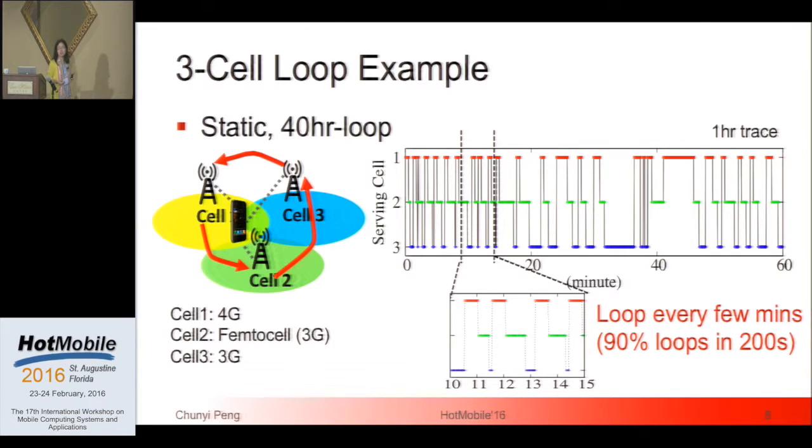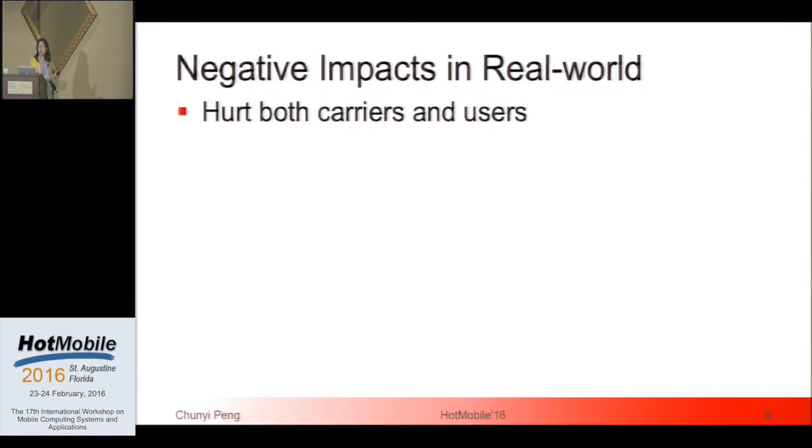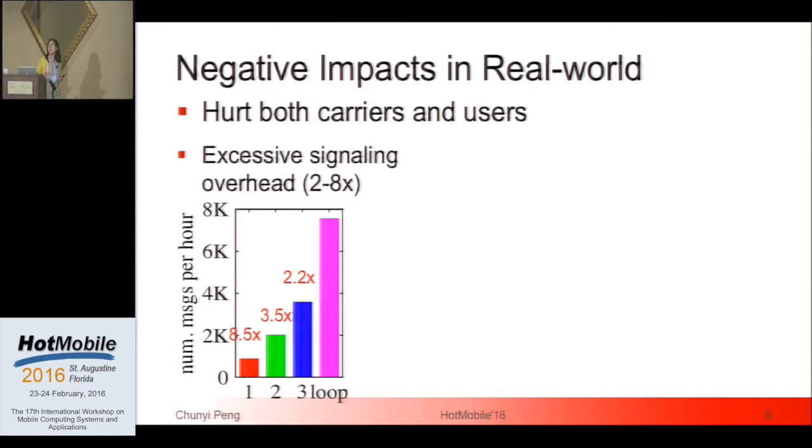Actually, every 3 minutes, it will repeat itself. So it's easy to understand this will definitely pose very negative impacts. First of all, it hurts the carrier and the users. The carrier and the user will never achieve their goal. Either they cannot stay with the 4G to get high speed, or they cannot use the femto cell to offload their traffic. And moreover, it will incur a lot of radio resource waste.